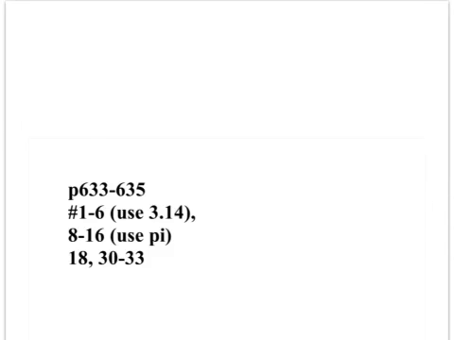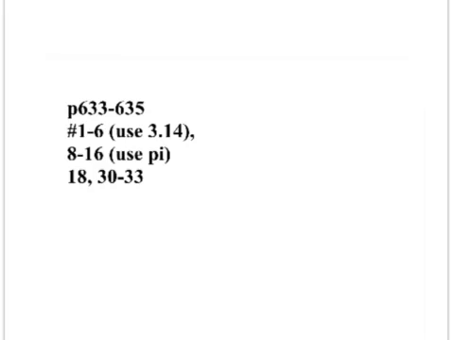All right, here's your homework. For numbers 1 through 6, go ahead and do all the calculations, use 3.14. For 8 through 16, you have to use pi, that's the symbol. So you don't have to work out 8 through 16, just get it to where it's in terms of pi. For 18, 30 through 33, they will use 3.14 and pi. You'll know which one's which.